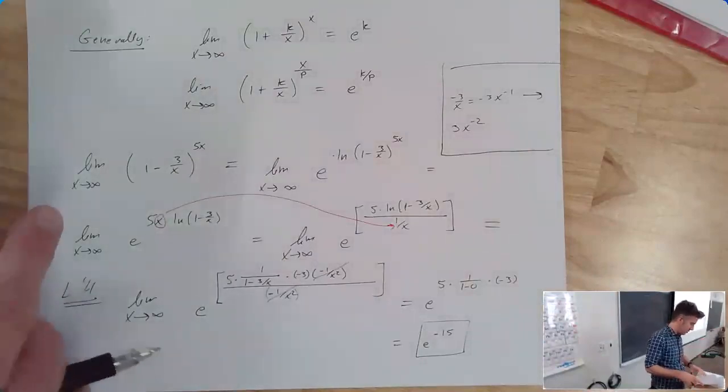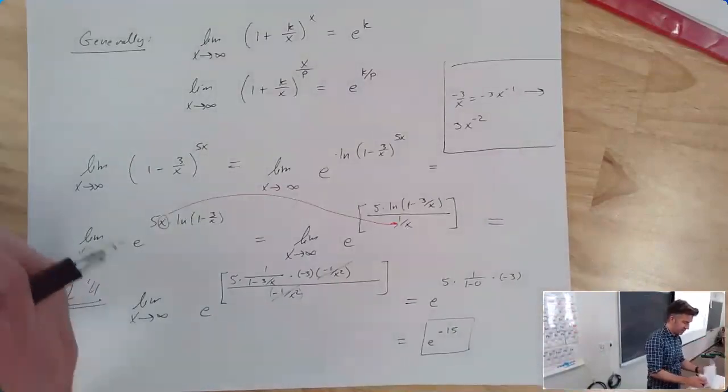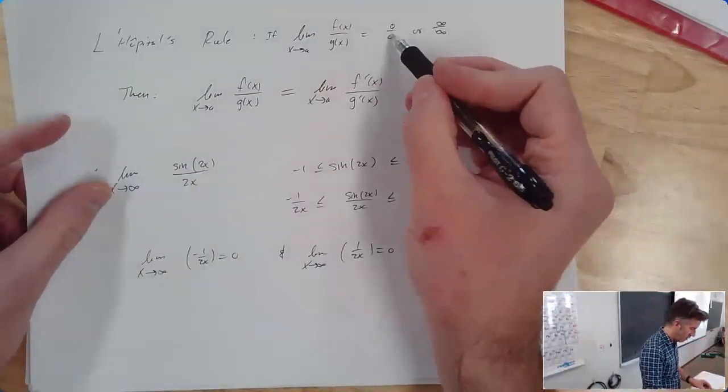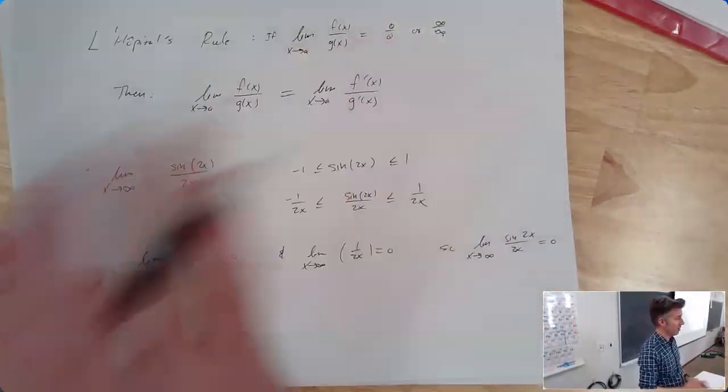Gosh, I know I wrote it down somewhere over here. We can only use L'Hopital's rule if we specifically have a 0 over 0 or an infinity over infinity type. So any other type, we cannot use L'Hopital's rule for first.